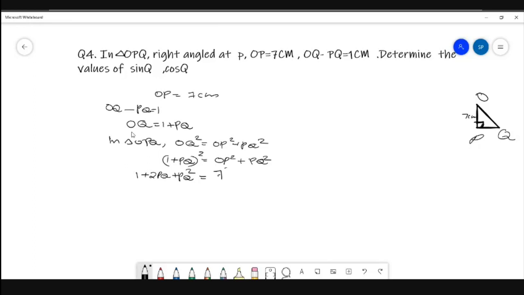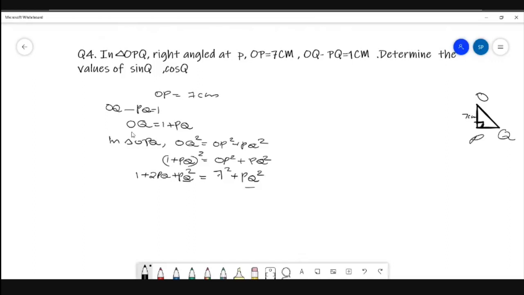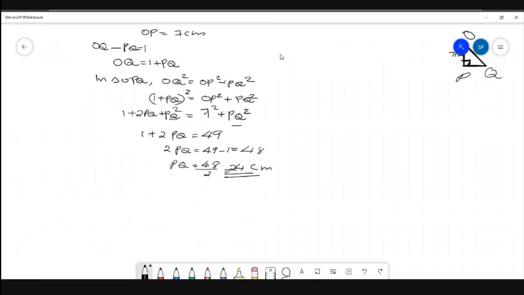Now we get 7 square plus PQ square. Now we can cancel PQ and PQ is getting cancelled. So we get 1 plus 2 PQ equal to 49. So 2 PQ equal to 49 minus 1, that is equal to 48. So PQ we get as 48 by 2, that is equal to 24. PQ equal to 24 centimeter.